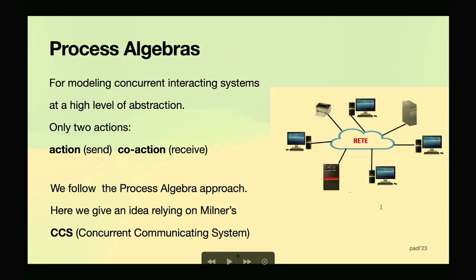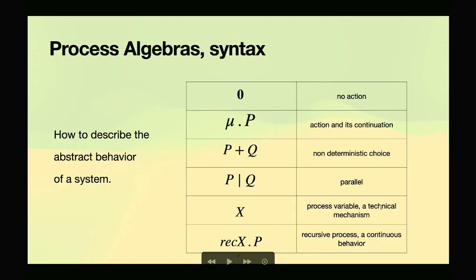Now, process algebras are abstract languages that are used to model distributed systems, and they are based on action and coaction. All the components in the system are independent, and they can communicate. The very basic syntax of process algebra includes the sequential operator, so a process can execute the action mu and then continue as P. We have also non-deterministic choice, so the computation can proceed as P or as Q.